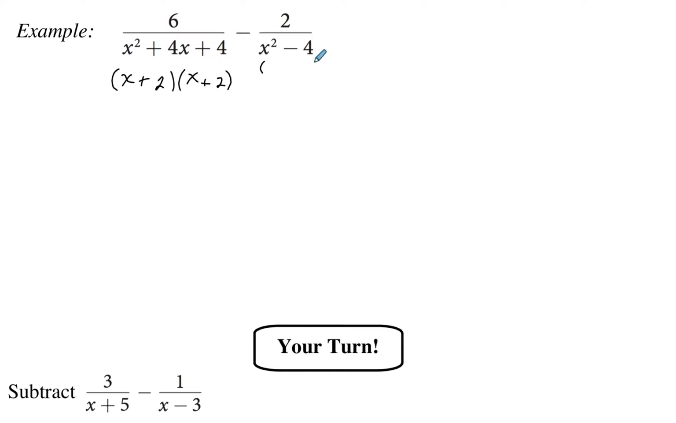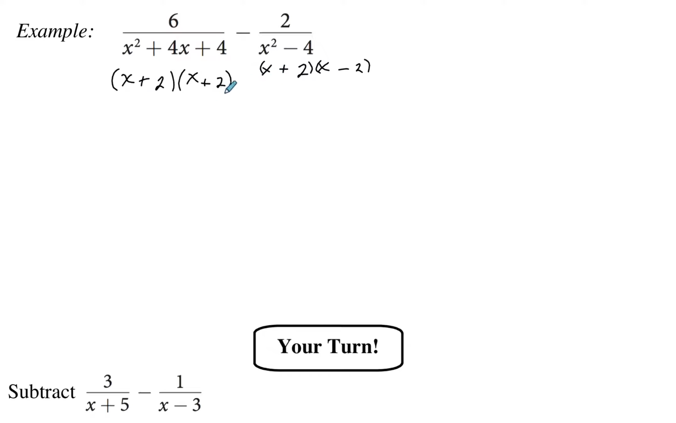Over on the right-hand side, we have a difference of two perfect squares. X and x are our first terms. Factors of 4 are 2 and 2. And there's no middle term. This is just a binomial, so that tells us one of the signs is plus and one of the signs is minus. So now we need to find our common denominator.